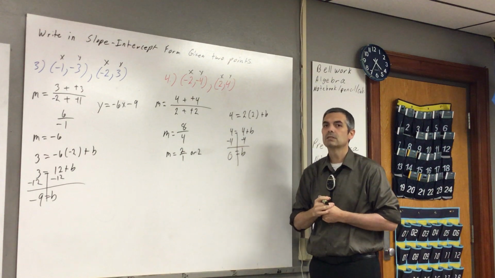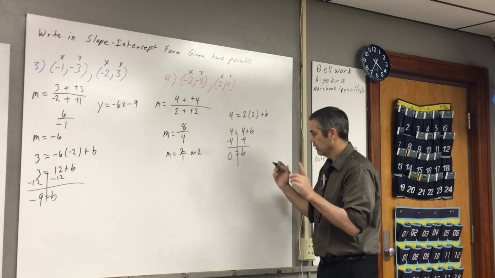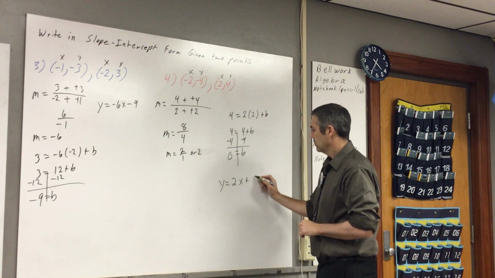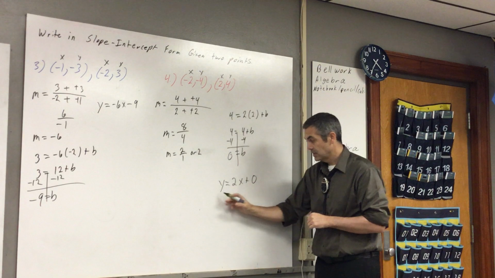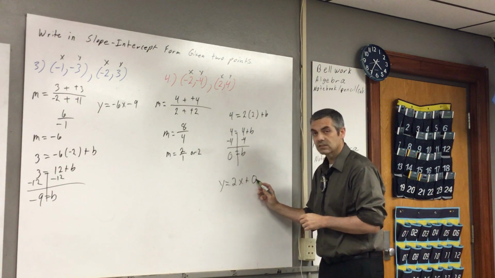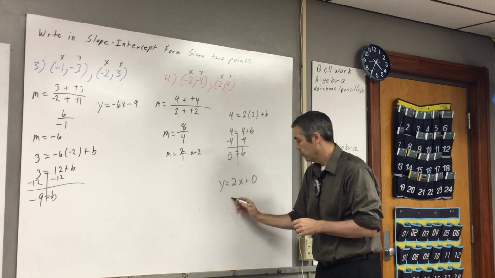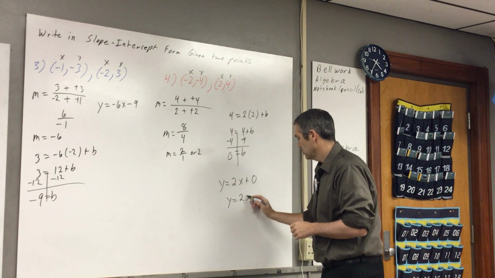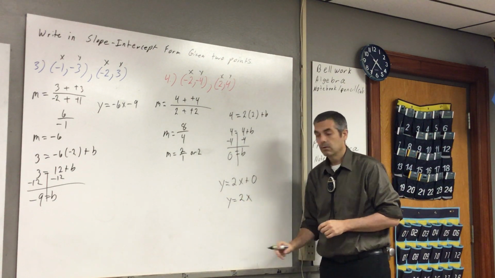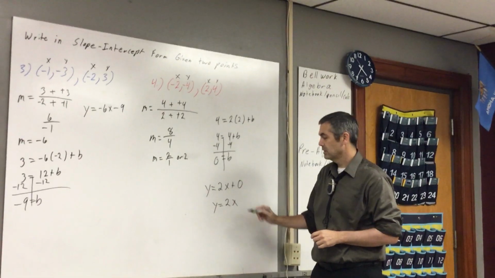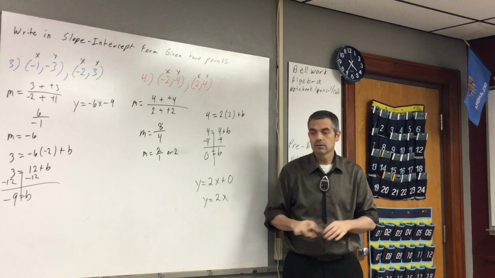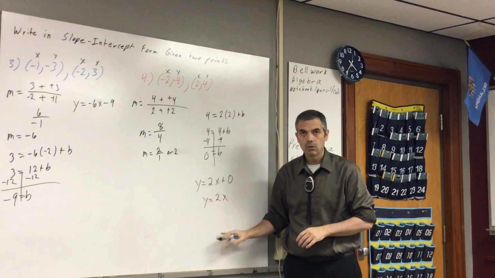Now you can still put this in slope-intercept form. Okay? Y equals 2x plus 0. That's slope-intercept form, but here we're going to rewrite it one more time because any number plus 0 is that number. So y equals 2x. This is still in slope-intercept form. Okay? Some of you might recognize that and go, oh, that's a direct variation. Yes, it is. It's okay. It's proportional. It's fine. It's not a big deal. This is still slope-intercept form.